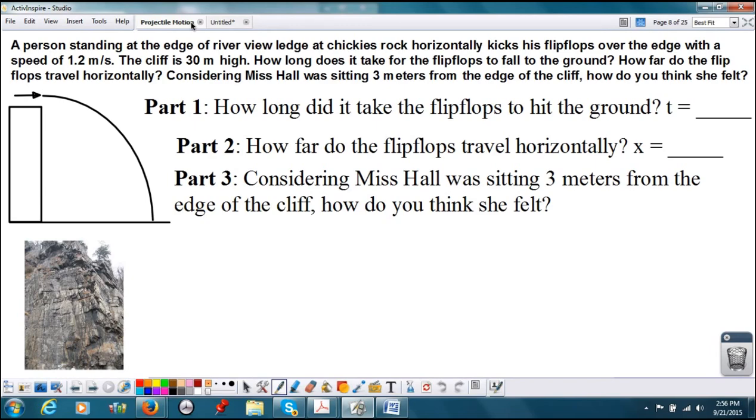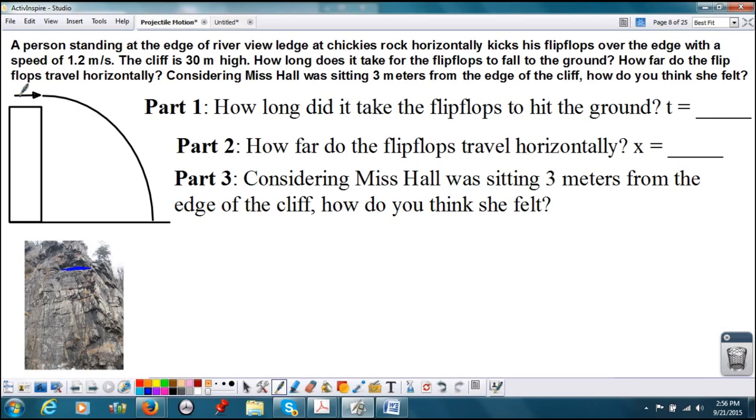Okay, so here's our problem. It says, a person standing at the edge of Riverview Ledge at Chickies Rock. So, this is called Riverview Ledge. So, he was standing at the edge at some point. Apparently, I wasn't looking up, so I didn't see him. Connolly kicks his flip-flops over the edge with a speed of 1.2 meters per second.